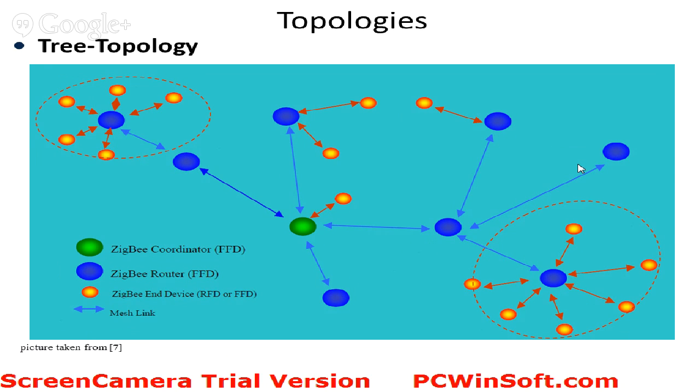Another topology which ZigBee supports is tree topology. The only visible difference which you can clearly see is that two child routers cannot communicate between themselves. If they need to communicate, the path would be like this.